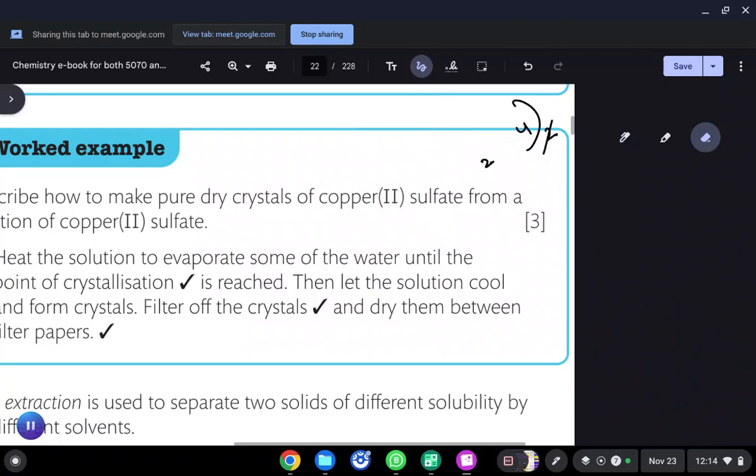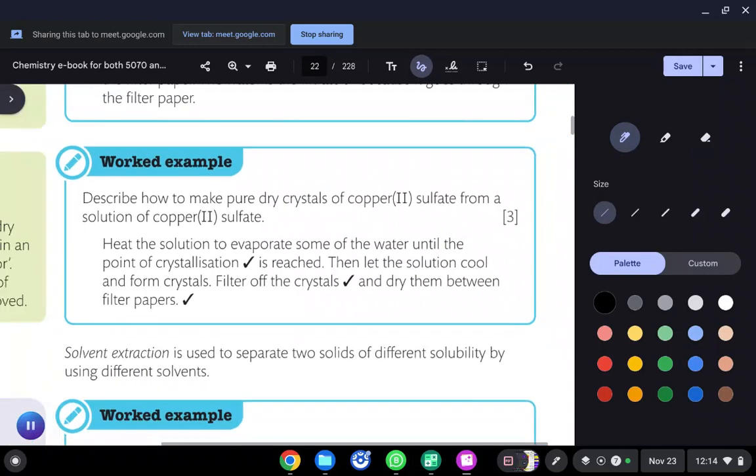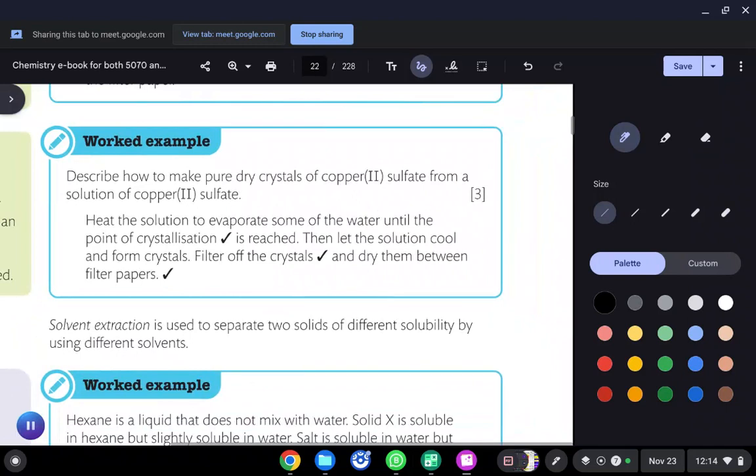Okay. Although we will study this formula making separately in a chapter, it is better to define a few things on the spot. So we have to make pure dry crystals of copper sulfate. This is our target, from a solution of copper(II) sulfate. From a solution means it is an aqueous solution. We have dissolved copper(II) sulfate in water. So what we have to do is make copper sulfate crystals. For your information, copper sulfate solution is blue in color, and the crystals are also blue.